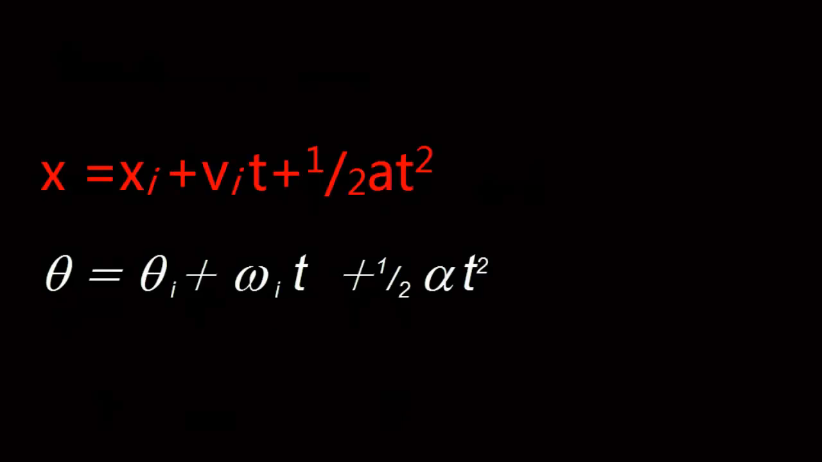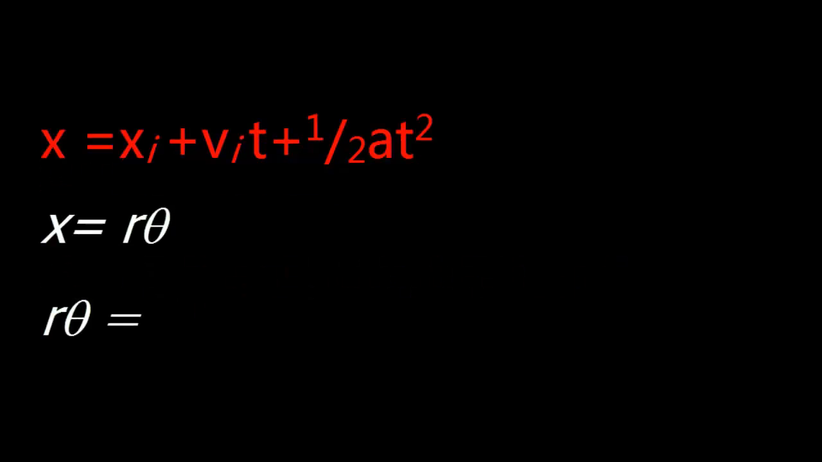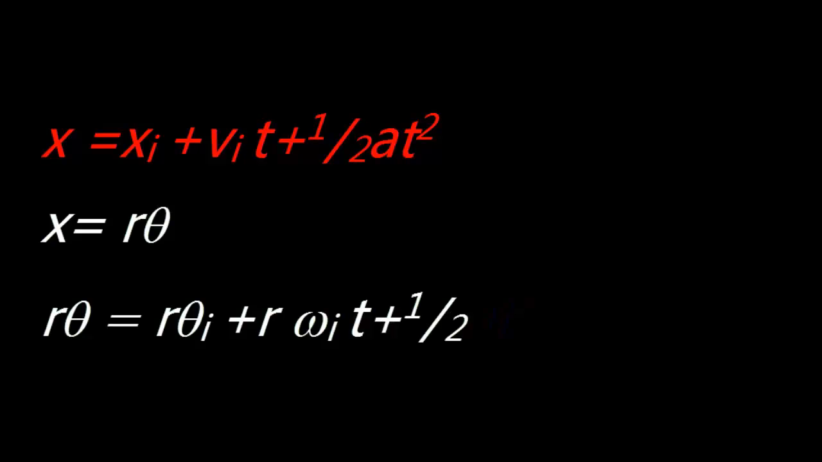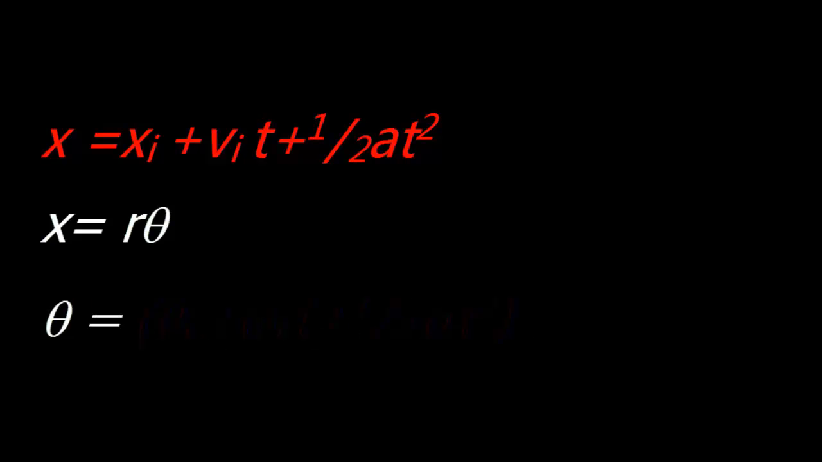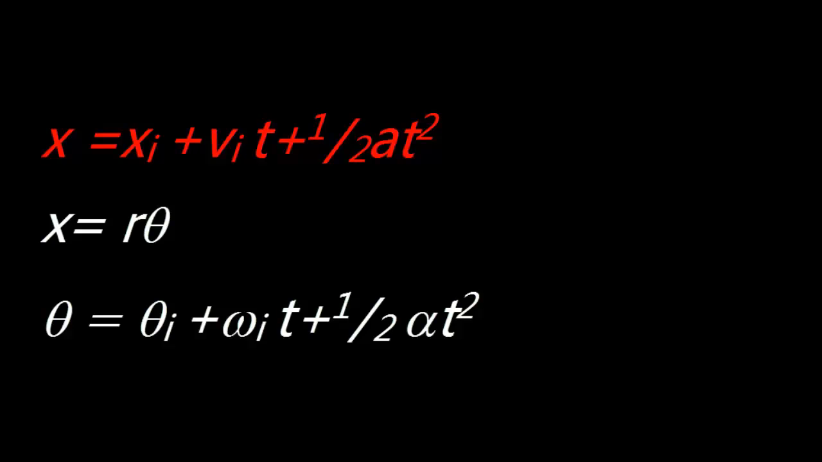Each one of these, let's say displacement, x equals x initial plus initial velocity times t plus 1/2 acceleration times t squared. X equals r theta equals r theta initial plus r omega initial times t plus 1/2 r alpha times t squared. If you divide both sides by r, you'll be left with theta equals theta initial plus omega initial times time plus 1/2 alpha times t squared. And that's your second equation.